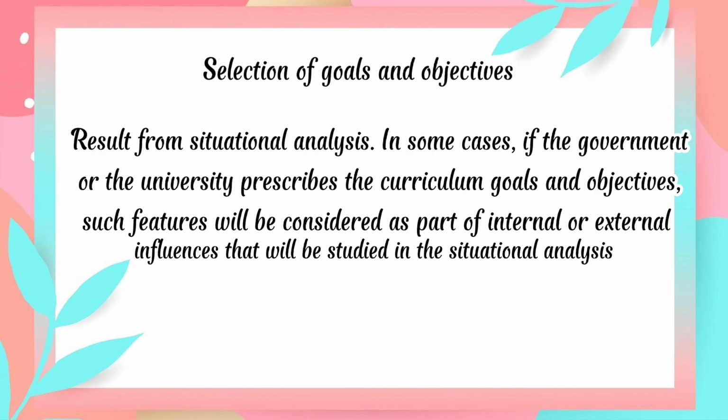The second process of development of Pawilen is the selection of goals and objectives. This is the result of the situational analysis. In some cases, if the government or the university prescribes the curriculum goals and objectives, such features will be considered as part of internal or external influences that will be studied in the situational analysis.